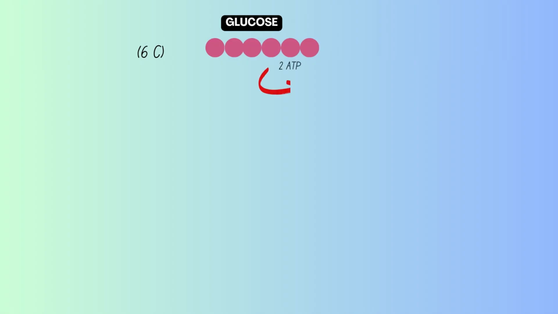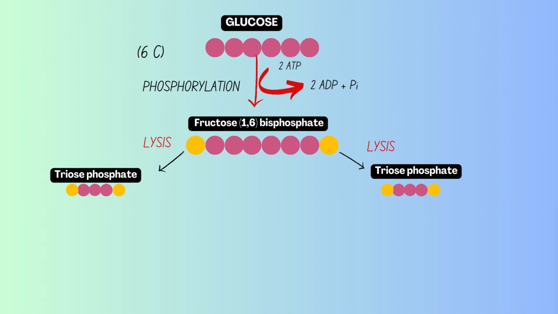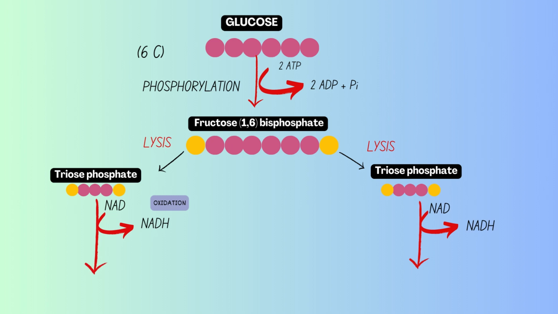Glucose is phosphorylated by two ATP molecules to form fructose 1,6-bisphosphate. The fructose 1,6-bisphosphate lyses or breaks down into 2 triose phosphate. The 2 triose phosphate gets dehydrogenated/oxidized by NAD, forming 2 reduced NAD.